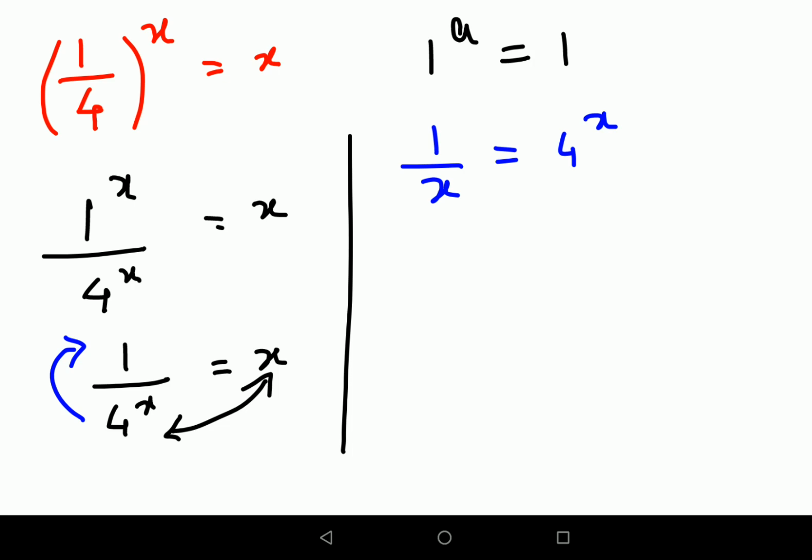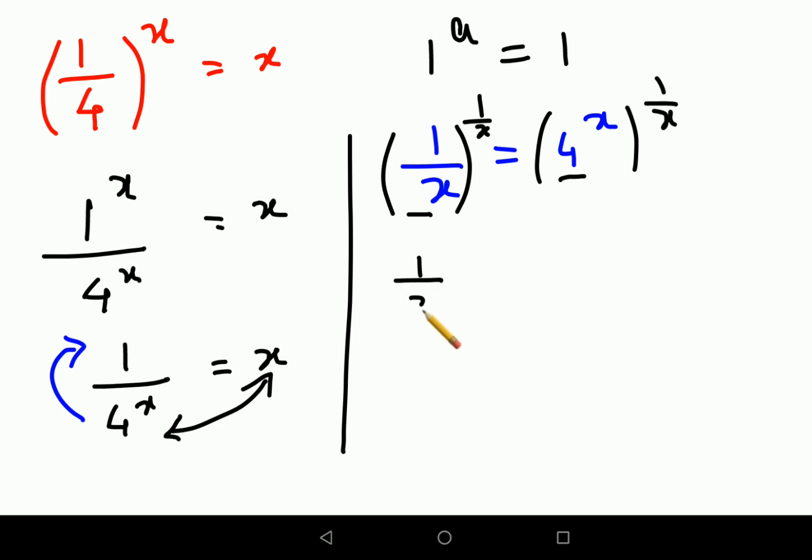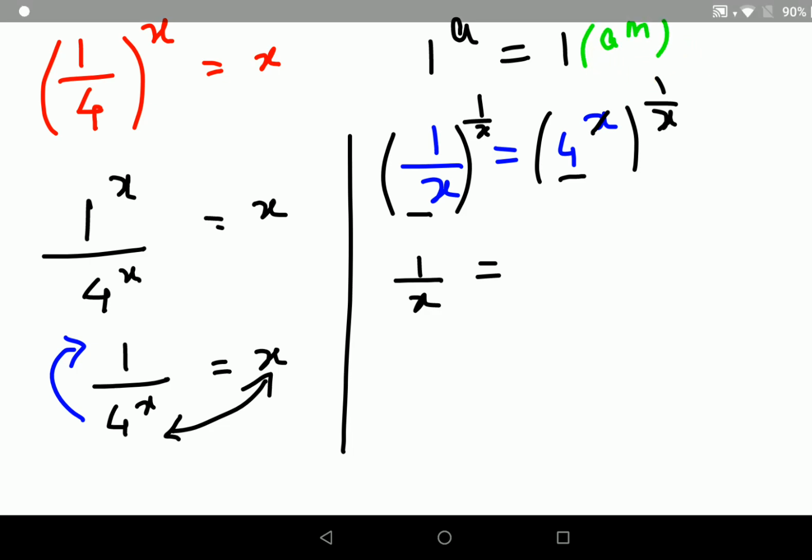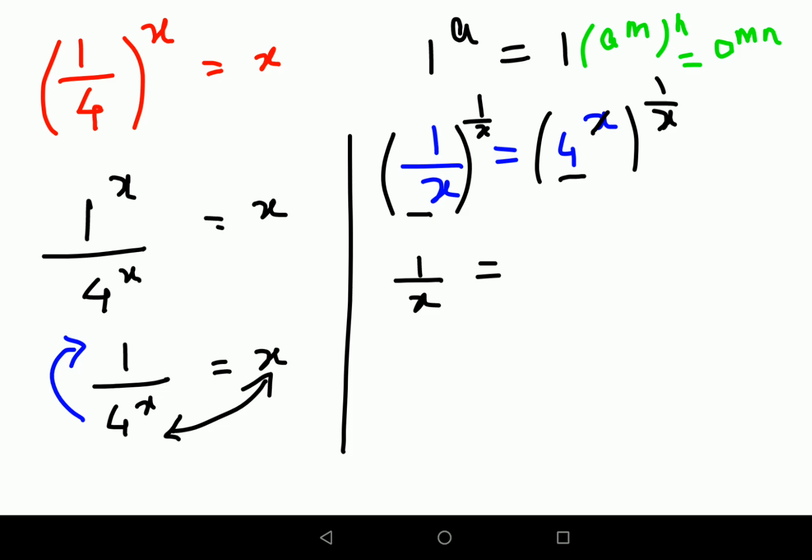Okay, now in order to solve this further, we will always try to apply our golden rule. The golden rule is what? Keep the numbers on one side and the variables on another side. So for that we'll do what? We'll take the power 1 upon x on both sides. So this gets you 1 upon x equals this x, and this x will cancel, right? Why like that? Because a raised to m, the whole raised to n, is nothing but a raised to m into n. So when you multiply x and 1 upon x, your x's are cancelling. You are just left with 4.